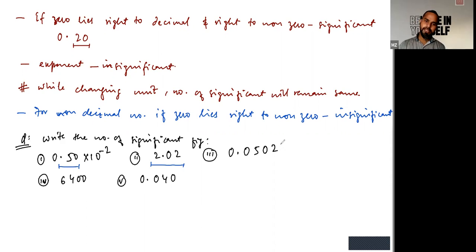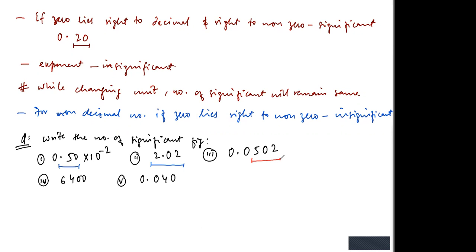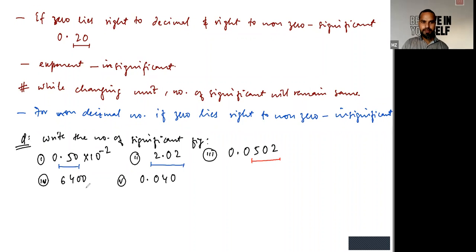Vaishnav, just see in the third part, we have this 0, which is right of the decimal but left of a non-zero digit, so it will be insignificant. So we have only 3 significant terms in this. In question number 4, since this number contains no decimal, all the 0s right of a non-zero digit are insignificant. So it has only 2 significant figures, 6 and 4.